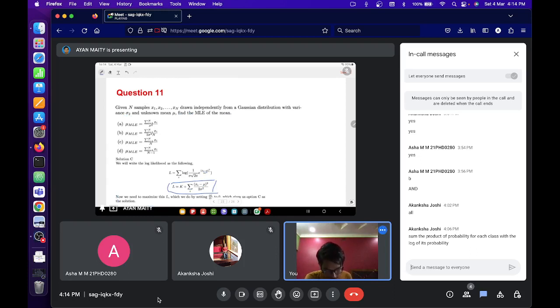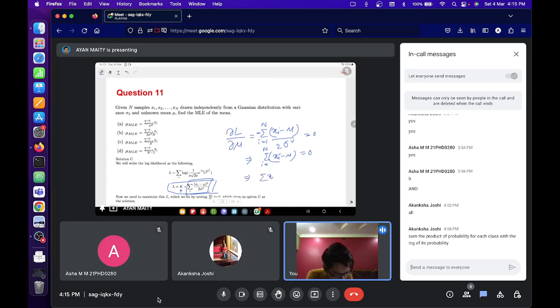K is a constant, so you don't have to worry about that. Its derivative with respect to mu will be 0. So del L del mu would be the derivative of k, which is 0, and then the derivative of this part with respect to mu will be the summation of (xi minus mu), the negative will come out, over 2 sigma square, i equals 1 to n, and this is 0. So from there we can write, minus is not required, (xi minus mu) equals 0, i equals 1 to n.